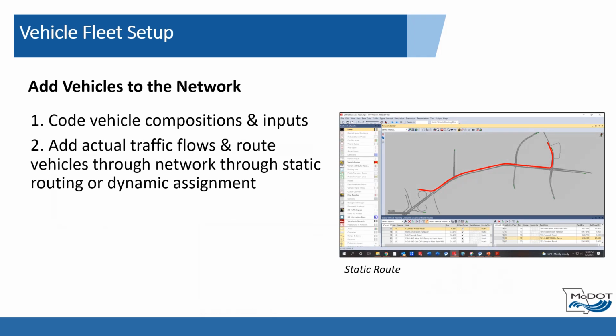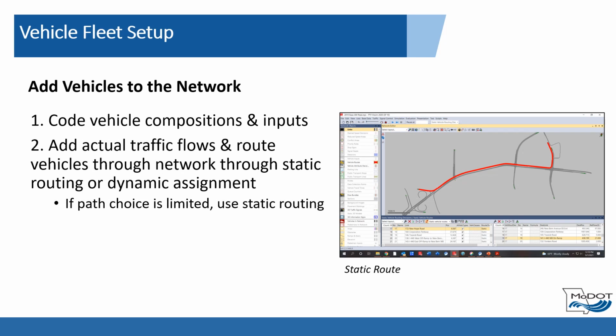Next, the actual traffic flows at all network entry locations are added and quantified to specified durations and for the previously defined vehicle compositions. After traffic is assigned to the network, it must be correctly routed through the network to match field counted or future forecast turning movements. There are two ways to do this. Static routing, which is defined by assigning specific volumes and proportions to origin-destination paths through the network, or dynamic assignment.